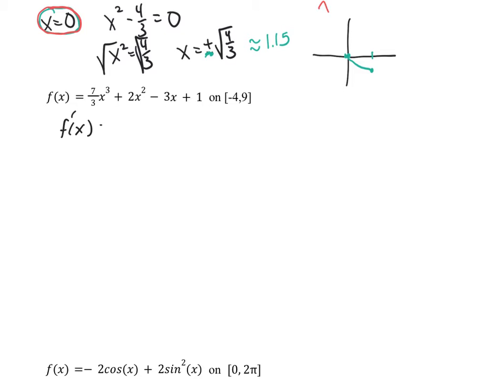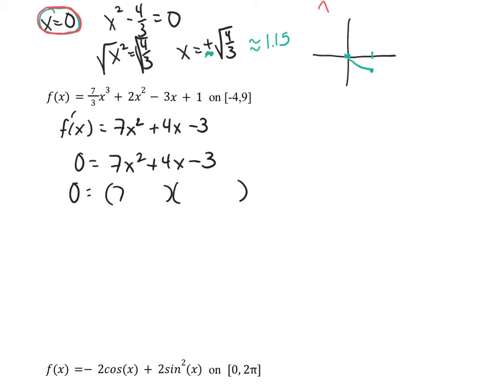So this one, we're looking for f prime of x of this cubic. So I'll get 7x squared plus 4x minus 3 is my derivative. So when I'm setting it equal to 0, 7x squared plus 4x minus 3. Now we have a quadratic, so most quadratics will factor, but if not, you could obviously use the quadratic formula, but this one should factor if I fiddle with it.